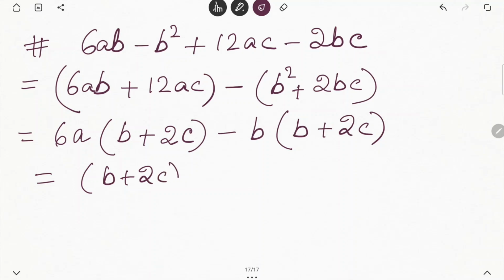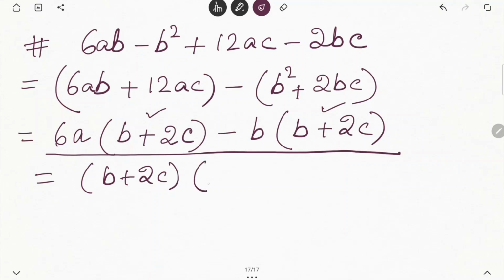So finally what will be my answer? b + 2c. See, now if you look at the whole expression, I can take out b + 2c, because both the terms have b + 2c. So I take out b + 2c, and after taking out that, what is left from the first term? 6a, and what is left from the second term? Minus b. So this will be the answer.